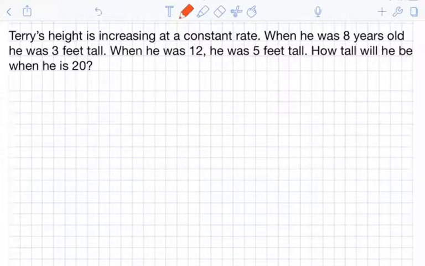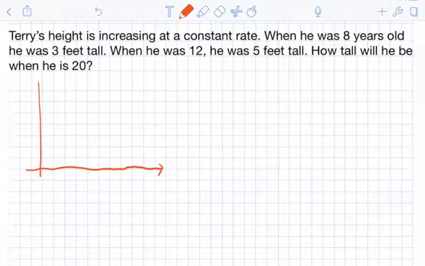So one way to do this question, I guess, is you could do it graphically, right? So you could label time in years, and then height. And then you'd say, okay, when he's 8, 2, 4, 6, 8 years, he is 3 feet tall. 1, 2, 3, so he's that tall. When he's 12, 10, 12, he's 5 feet tall.